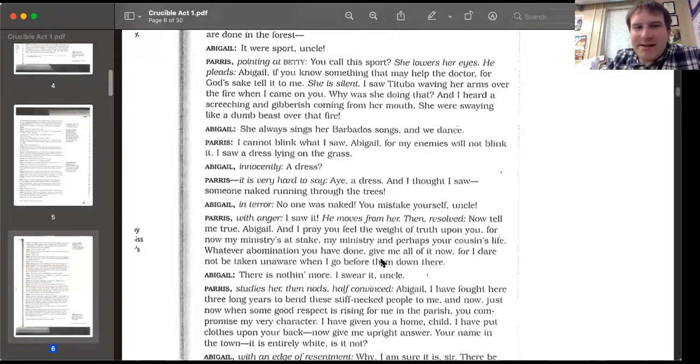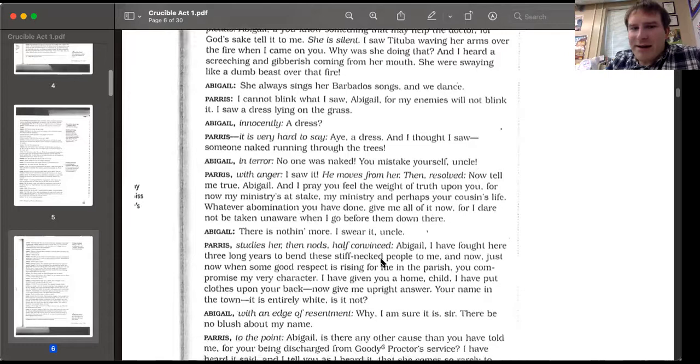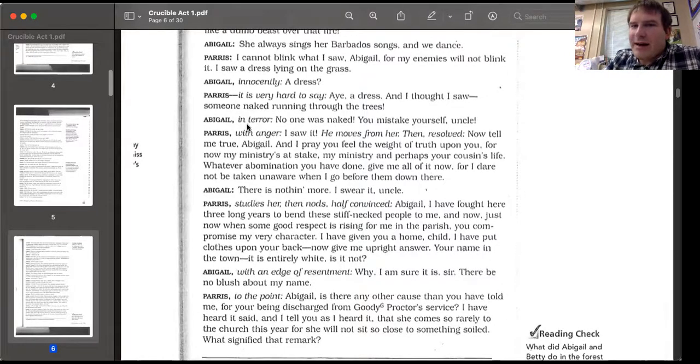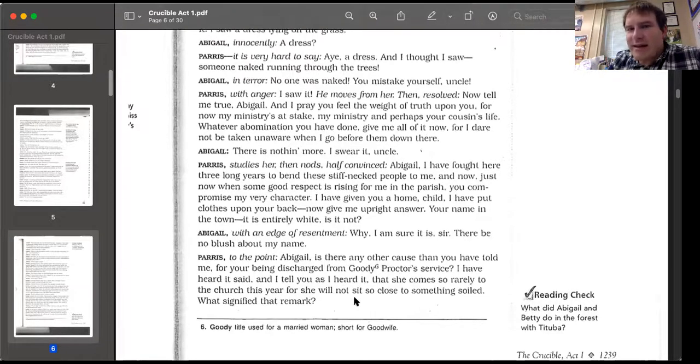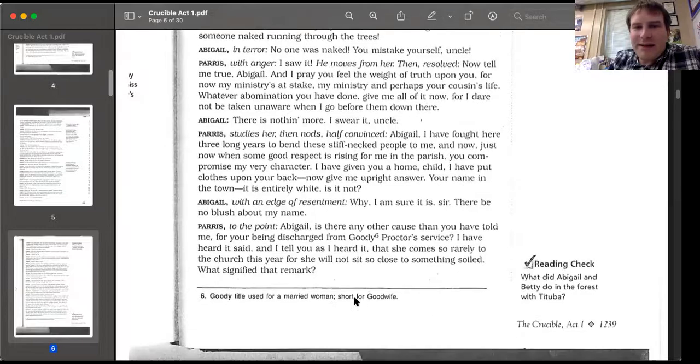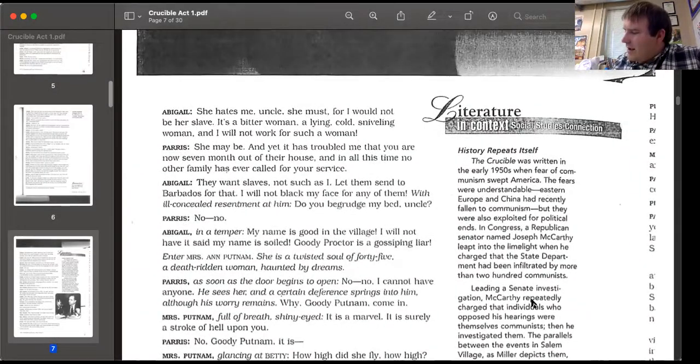But throughout it, basically, Paris is trying to get down to what were they doing? Why were they acting so weird? Abigail's trying to play coy, and we get some information that Abigail's reputation in the community is not as stellar as one might believe. And at the very end, where we actually did leave off on page 1240, or I guess this would be page 7 of the PDF, right before Miss Ann Putnam enters, is kind of where we stop.